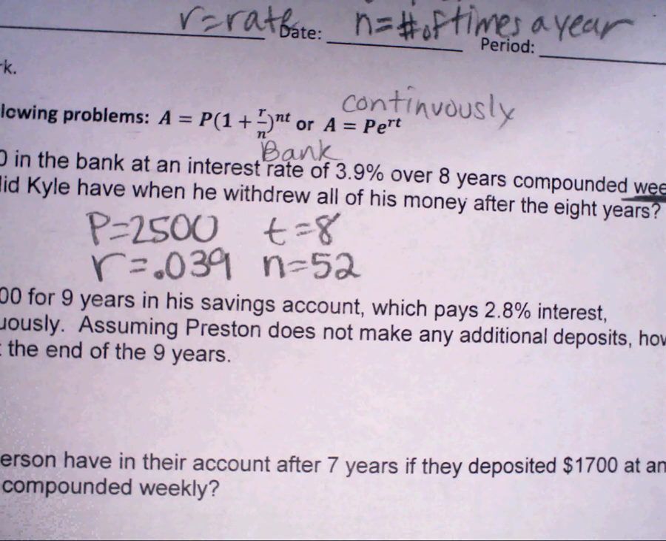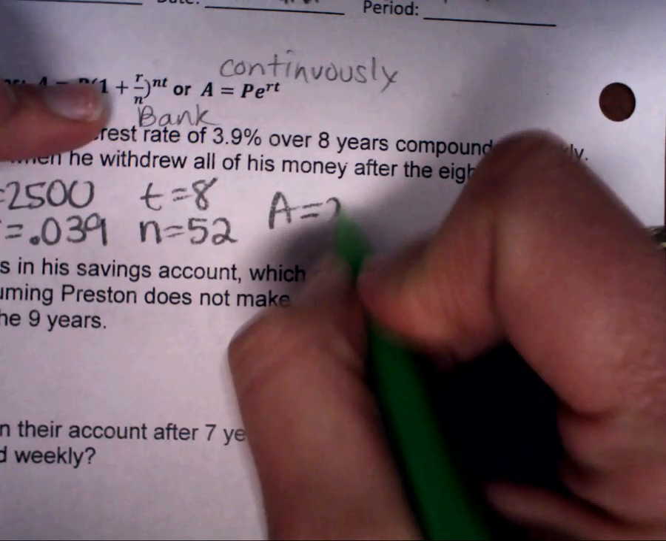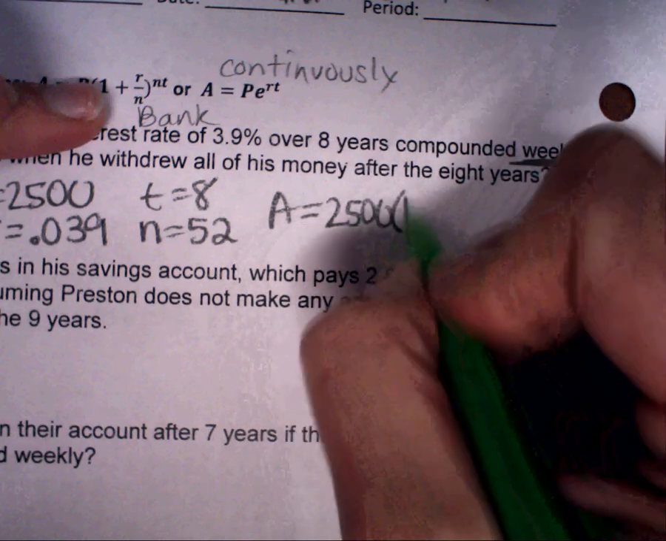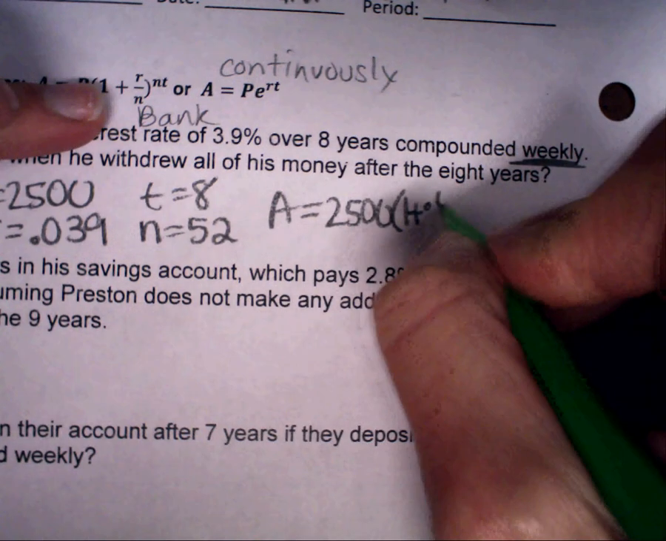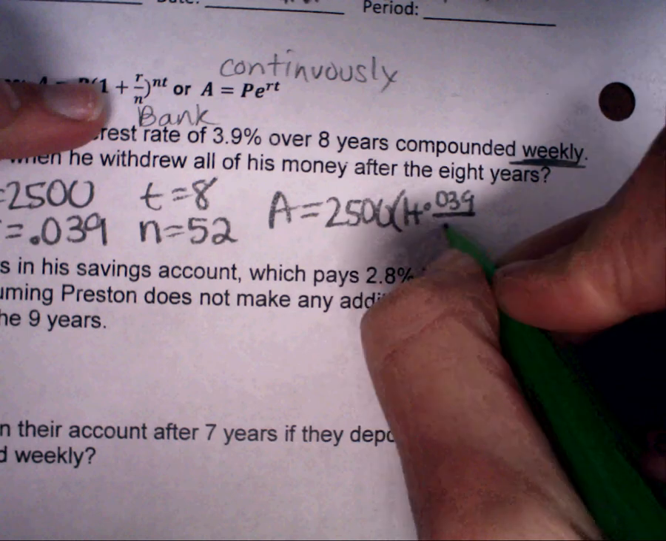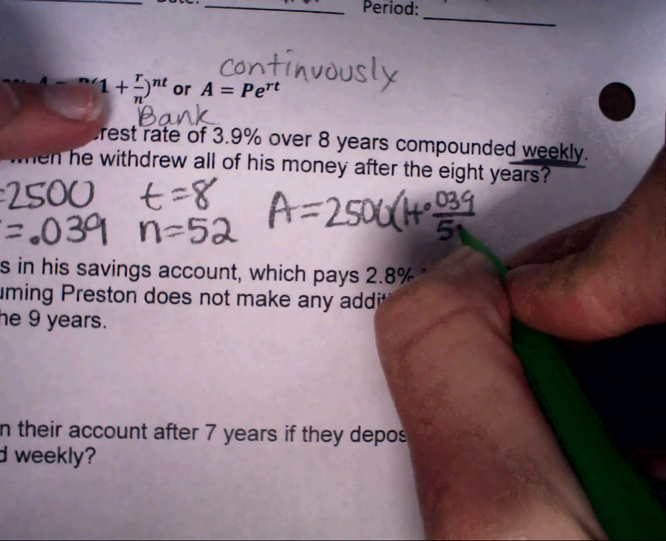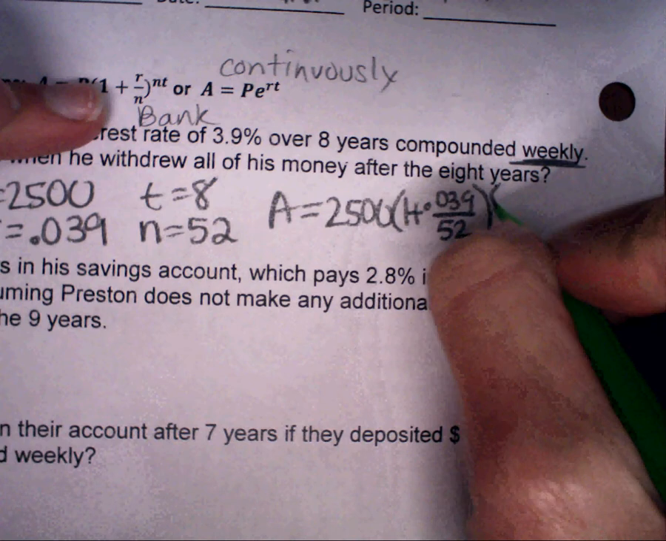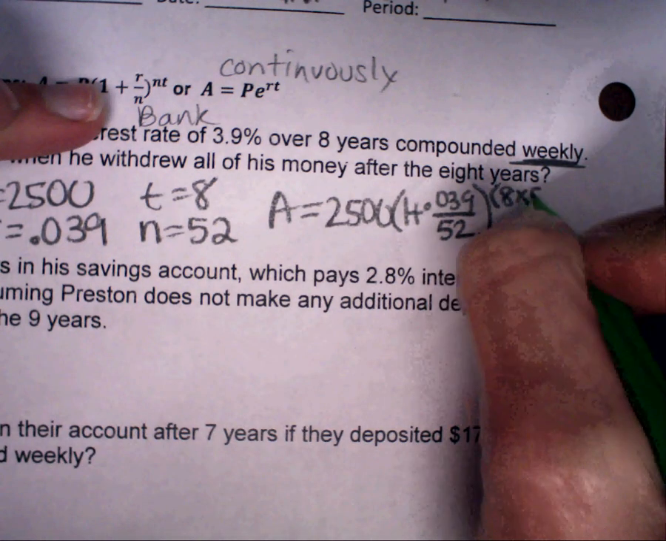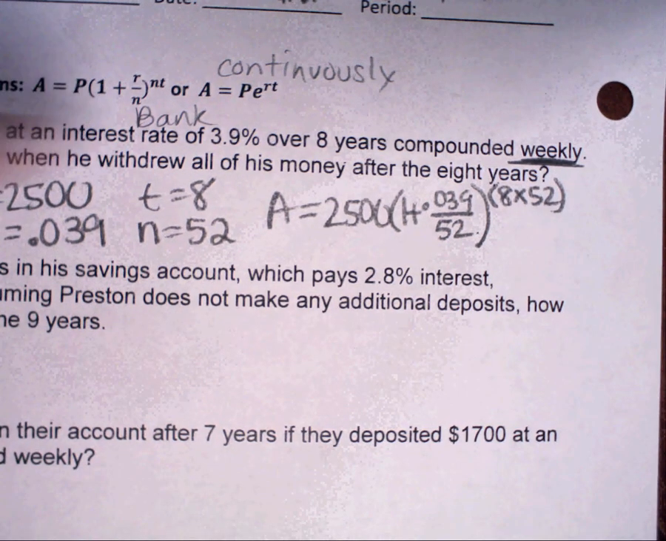So how much money did Kyle have when he withdrew it? So A equals, in this formula up here, I'm going to put P, 2,500, 1 plus R, 0.039, over N, 52, and then in the exponent, it's 8 times 52.